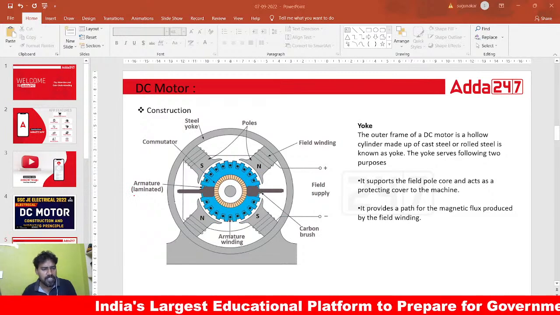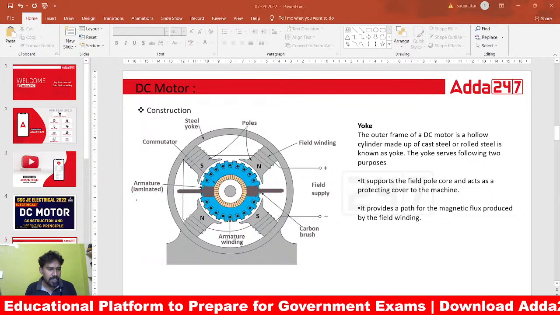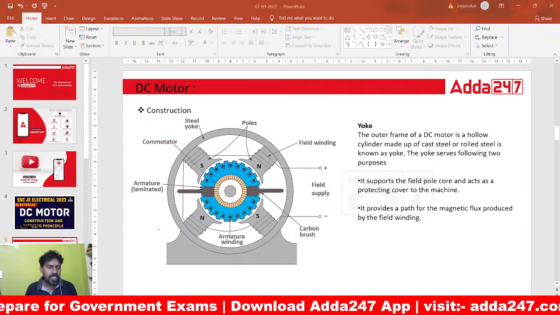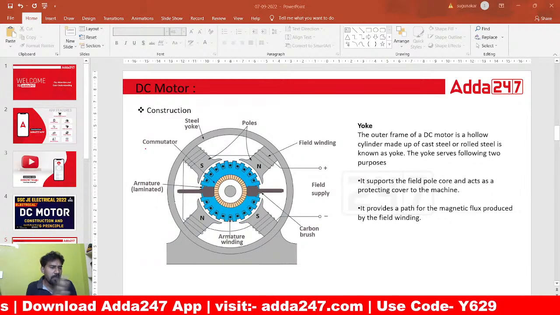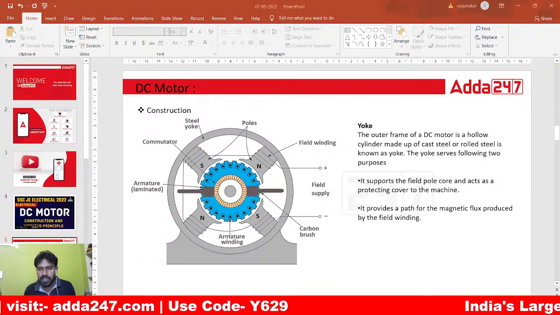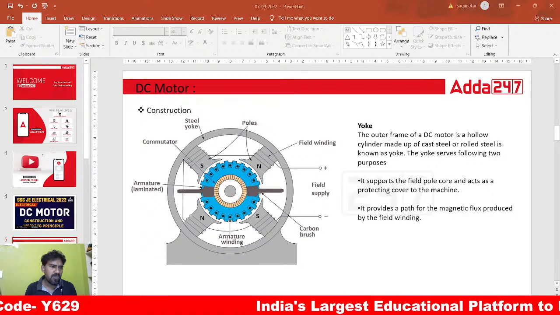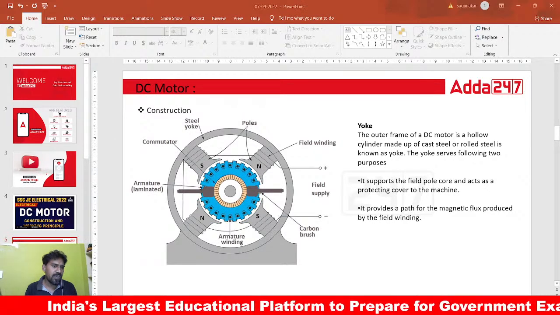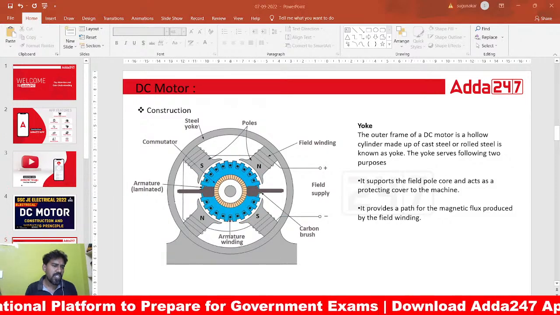Coming to the concept in depth, A is the number of parallel paths, P is the number of poles. Suppose it is a 4-pole machine, so P is equal to 4. For a lap winding, how many parallel paths are there? 4 parallel paths. A is equal to P is equal to 4. Suppose for a wave winding, you can remember directly, the number of parallel paths is equal to 2.